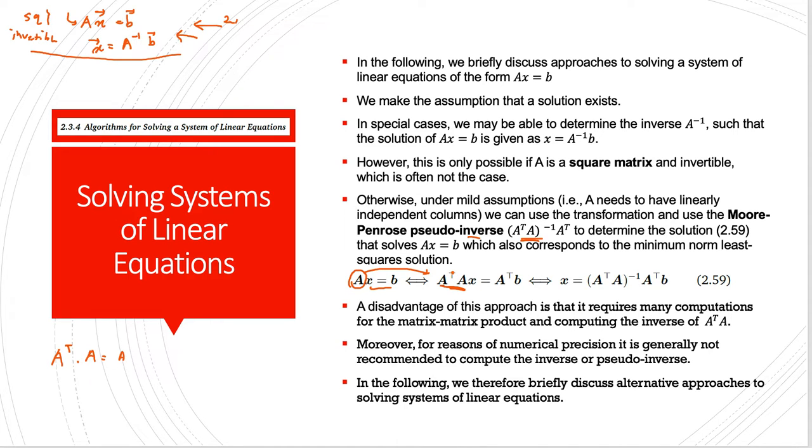And if you notice, this part is equivalent to B. That's why we can rewrite the second form here to be A transpose times B. From here, we can get X by finding the inverse of A transpose A, and then multiplying it with A transpose again and B. So from here we can get this one.